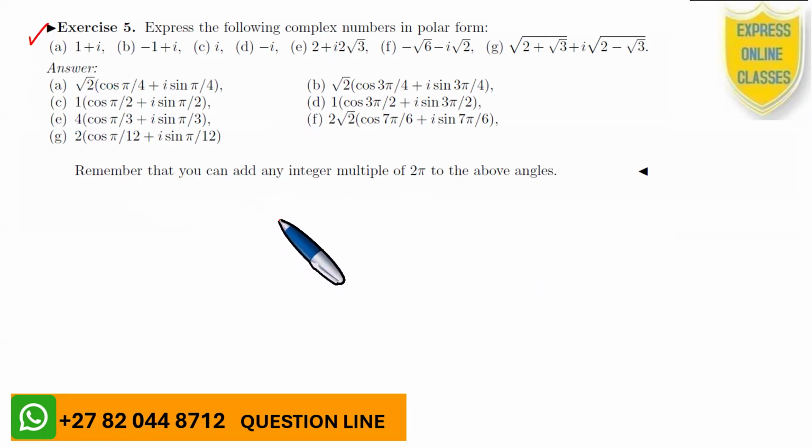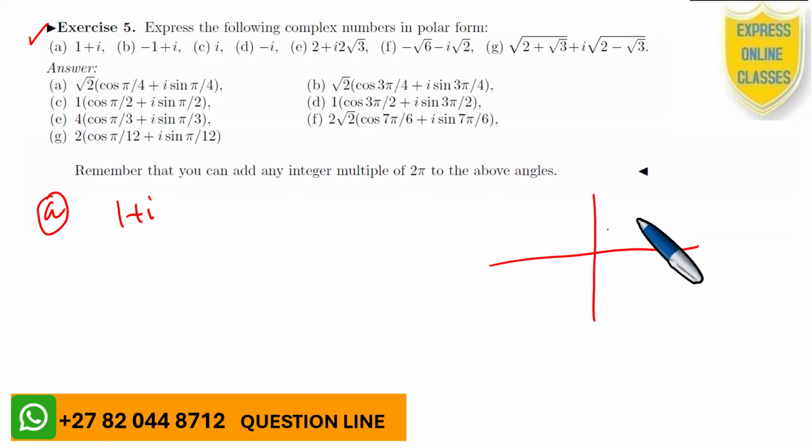Express the following complex numbers in polar form. For example, in A, we need to express the complex number Z, 1 plus i, in polar form. To express the complex number in polar form, we position 1 and we position i, and then we plot the number like so. And we put this angle, we call it theta.